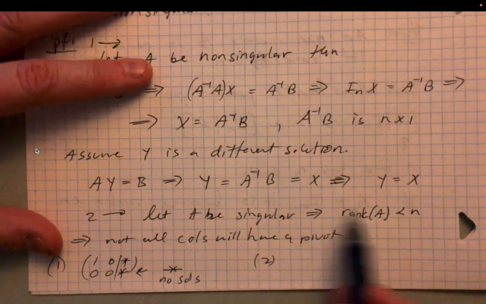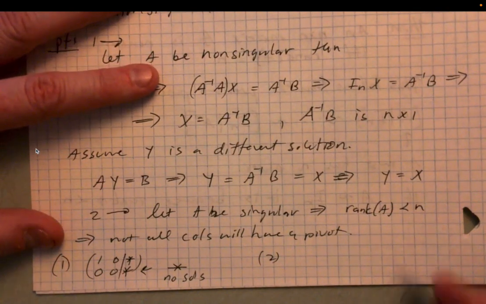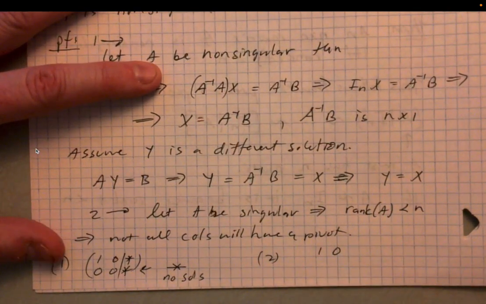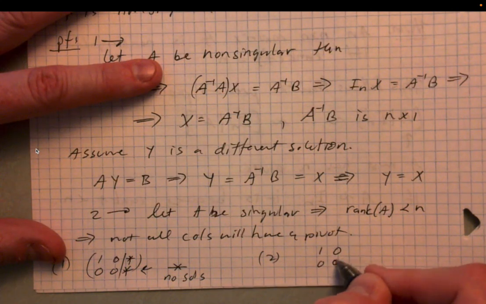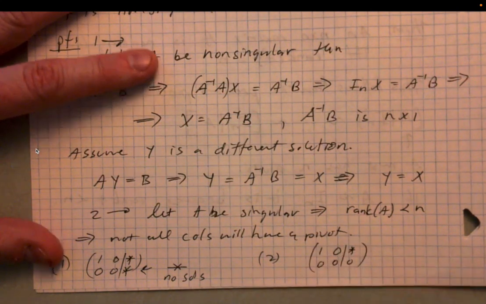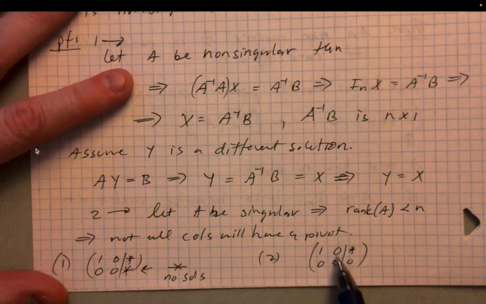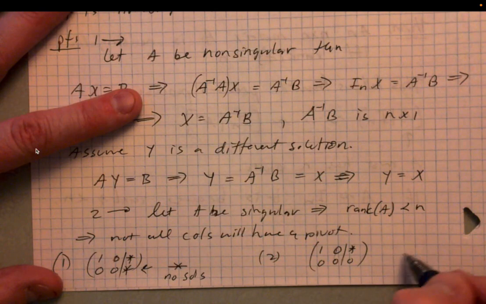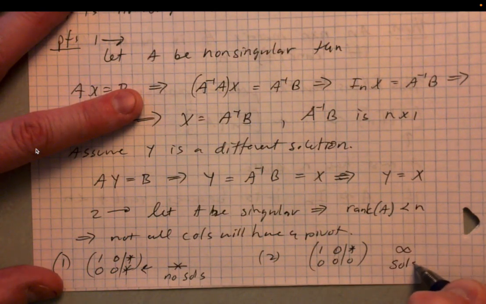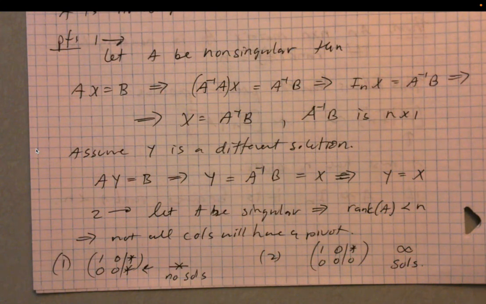Or the other thing that can happen when rank A is less than n is that you can get something like this: 1, 0, 0, 0, 0. I'm just taking a generic 2 by 2 matrix here. Now, what does this mean? This means the second variable is independent, and so in this case you'll have infinitely many solutions. This is just a consequence of the rank being less than n, meaning the pivots will be fewer than the variables, so some of the variables are going to be independent.